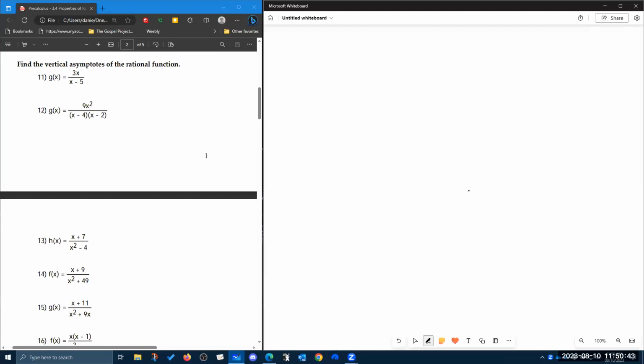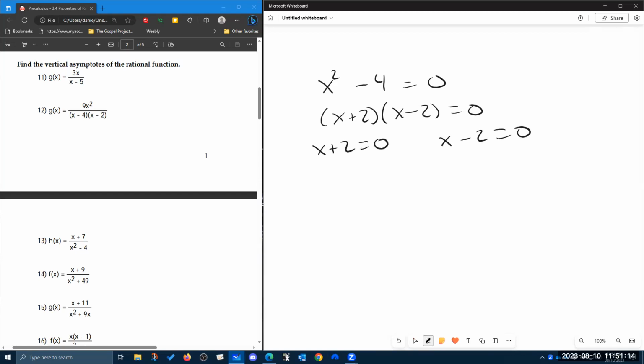At number 13 now, x squared minus 4. Again, make sure every time that you don't get something in the denominator that's a factor of the numerator as well. x plus 9 is not going to cancel out with x plus 2 or x minus 2, so we're good. x plus 2 equals 0, x minus 2 equals 0. x equals a negative 2, x equals a positive 2.